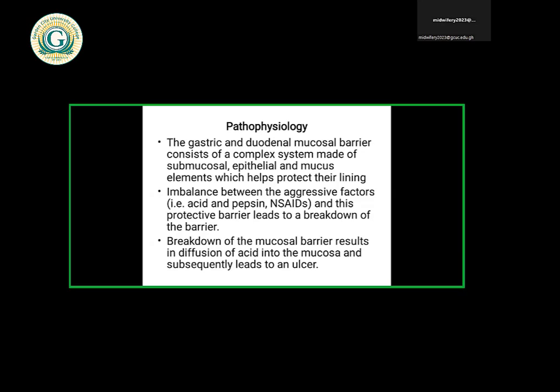Sometimes it starts with gastritis and it ends with the ulcer. And then when the ulcer occurs, that is when we say that we have peptic ulcer. So you're saying that breakdown of the mucosal barrier results in diffusion of acid into the mucosa, which subsequently leads to the ulcer.